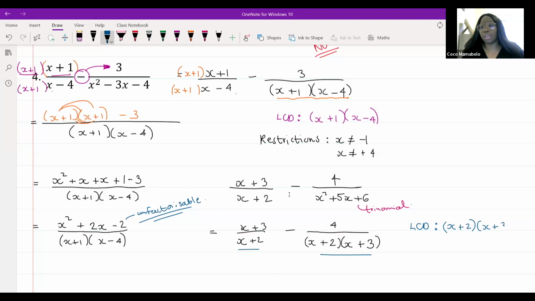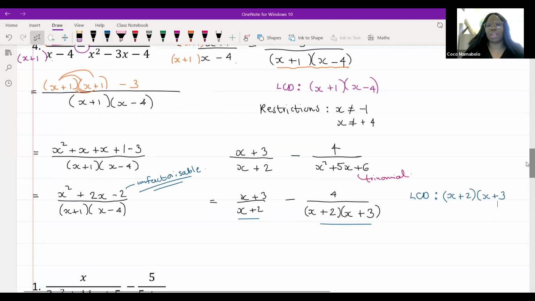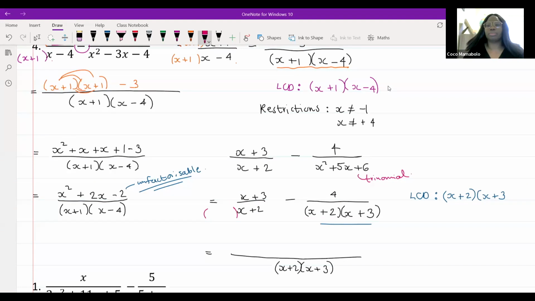X plus 3. Excellent. So I'm going to write all of this underneath one thing. I'm going to write here equals, and I'm going to write one big denominator, x plus 2 and x plus 3, right? Then we're going to go to that first bracket. My denominator over here is only x plus 2. What is it missing? X plus 3. Good, it's missing x plus 3. So we're going to add x plus 3 here, and whatever we do to the bottom, we do to the top. So at the top, I'm going to end up with x plus 3 times x plus 3.